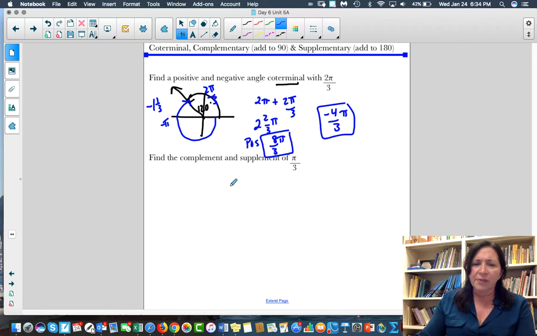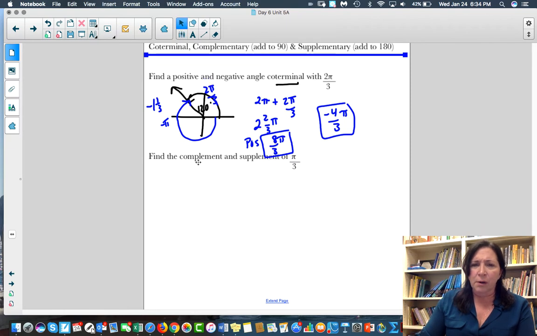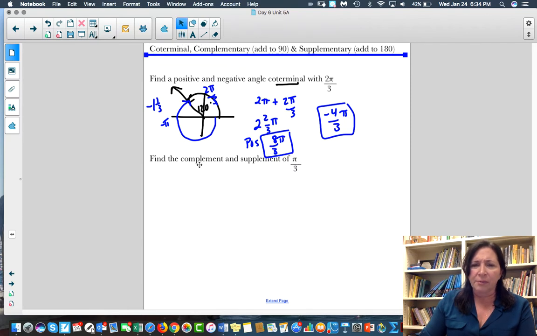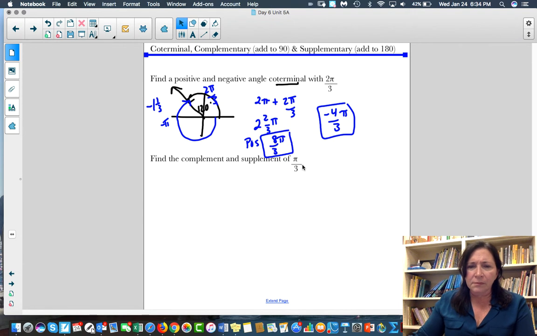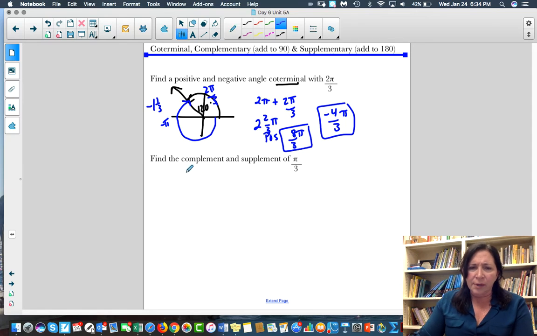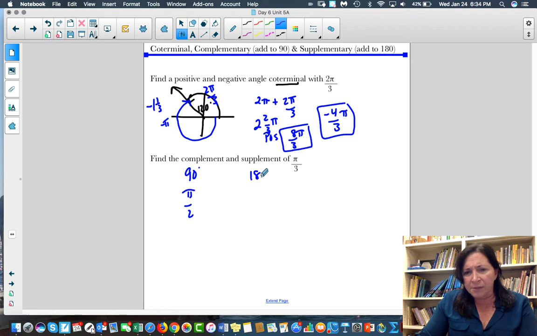Okay, now this question is a little bit different. Now this question is asking for the complement and the supplement. Okay, now the complement is two angles that add up to be 90 degrees, or what we call pi over 2. A supplement is two angles that add up to be 180 degrees, or pi.